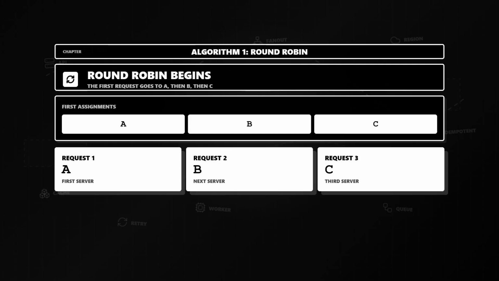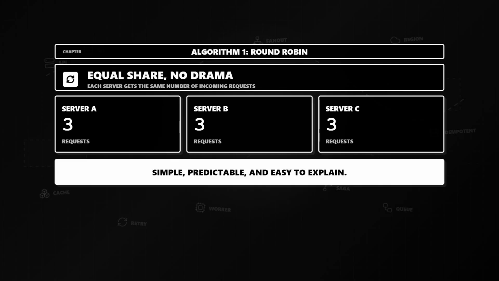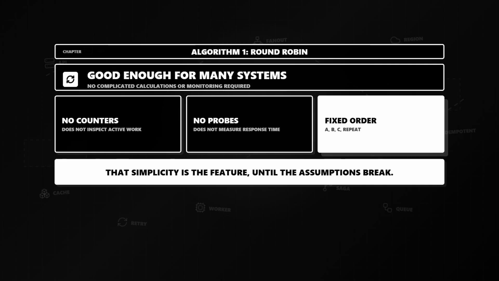So in our FoodDash example, the first request goes to A, the second goes to B, the third goes to C, and then the cycle starts all over again. A, B, C, A, B, C, A, B, C. It's simple, predictable, and easy to understand. Every server gets an equal share of incoming traffic without any complicated calculations, monitoring systems, or decision making. For many systems, that's actually good enough.